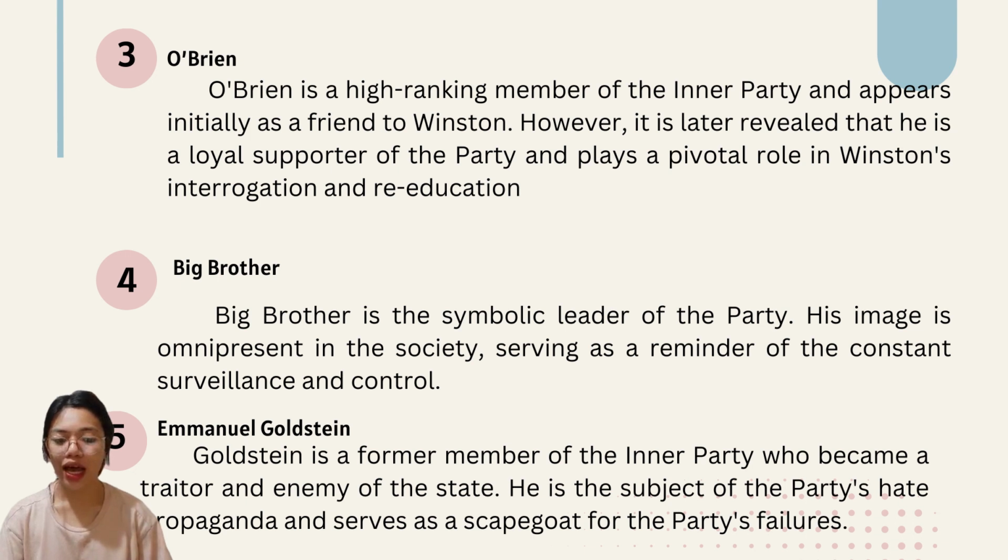The fifth one is Emmanuel Goldstein. Goldstein is a former member of the Inner Party who became a traitor and enemy of the state. He is the subject of the party's hate propaganda and serves as a scapegoat for the party's failures.